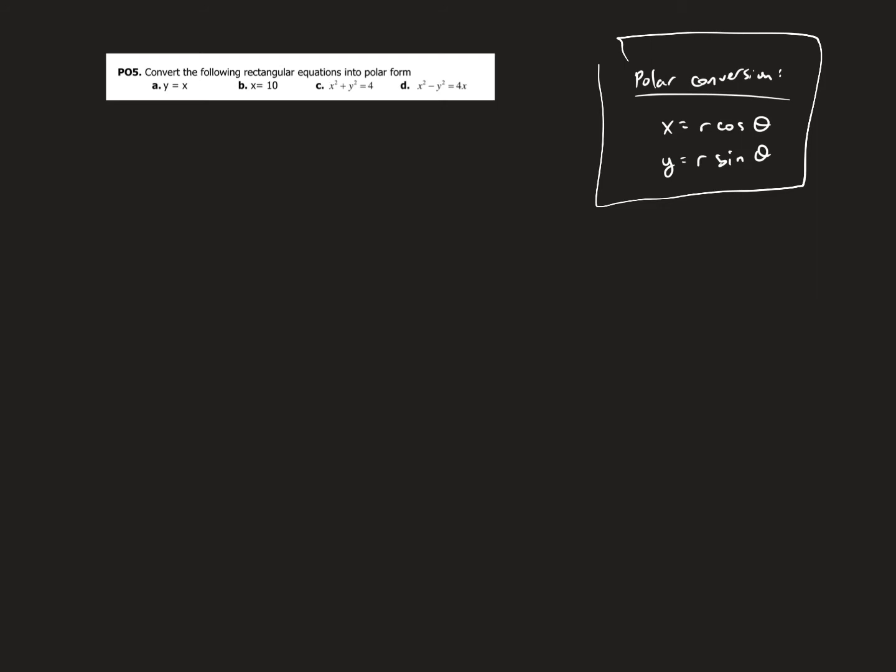But I want to talk about C and D, because they're a little more interesting and have a little more work involved. So for C, x squared plus y squared equals 4. So x is r cosine theta, y is r sine theta. Now, each of those things is being squared, right? So this is r squared cosine squared theta, r squared sine squared theta.